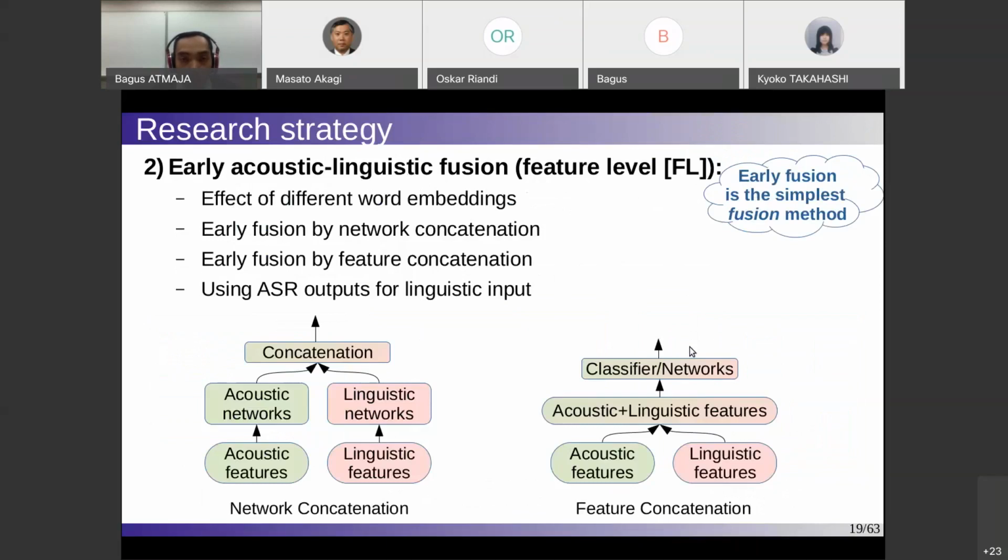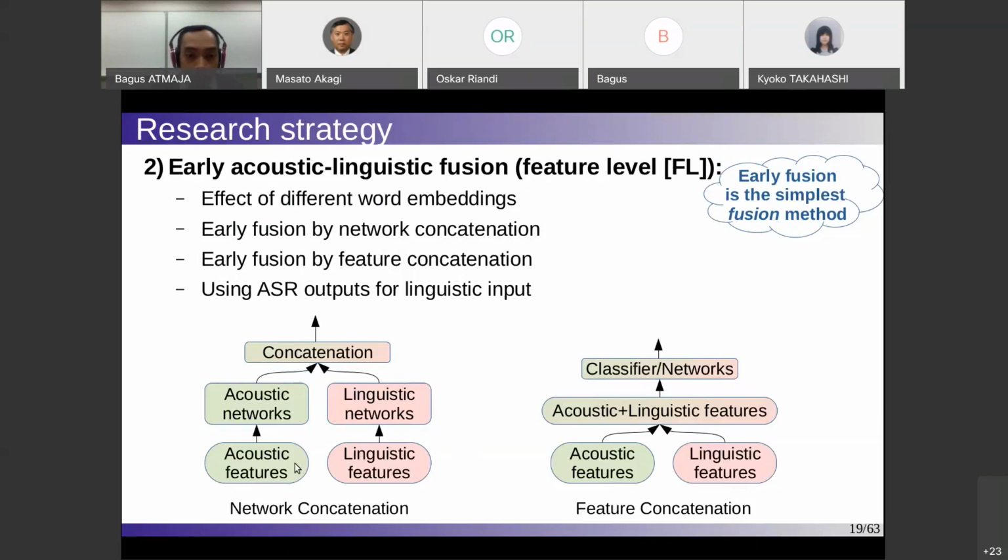And the second sub-goal I transformed into the second strategy is early acoustic-linguistic fusion, also called feature-level fusion. In this second strategy, I do two investigations. The first is to investigate the effect of different word embeddings, because there are several word embeddings now for the linguistic information. And the second one is early fusion by network concatenation.